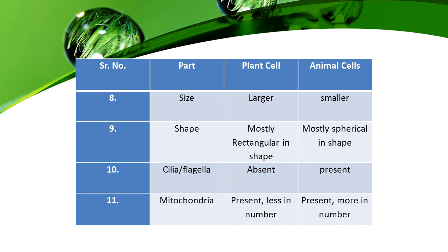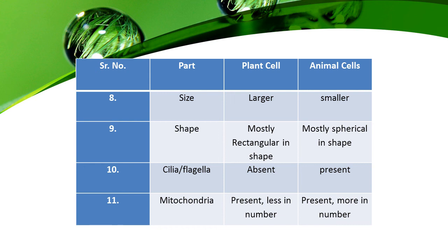Cilia or flagella are mostly seen in animal cells, but in plant cells they are absent. Again, these types of extensions, that means cilia or flagella, are not seen in all animal cells, but if they are seen, then they are present in animal cells. They are absent in plant cells.